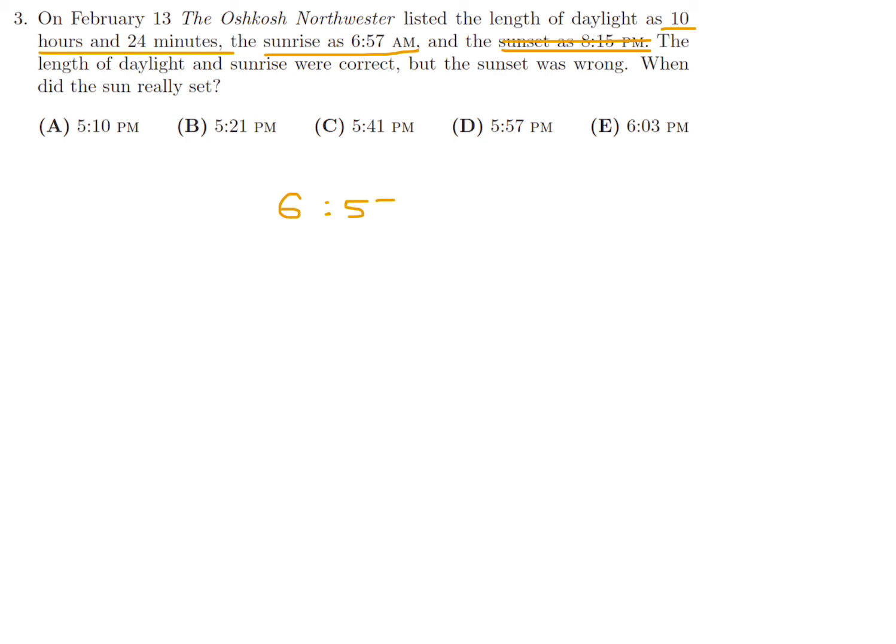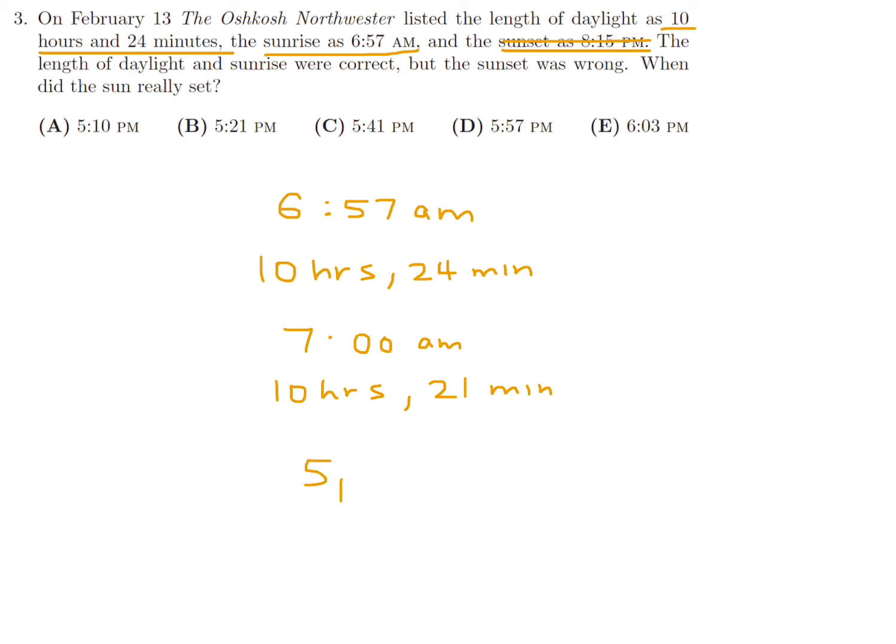6:57 a.m. is when the sun rose, and then there was 10 hours and 24 minutes of daylight. Well, to make this easy, just add 3 minutes and make it an even 7 a.m., right? And that means there's 10 hours and 21 minutes remaining. And then this is pretty straightforward. 7 a.m., fast forward 10 hours would bring you to 5 p.m. And then we've got another 21 minutes. So 5:21 p.m. That's the time when the sun sets. So number 3, the answer is B.